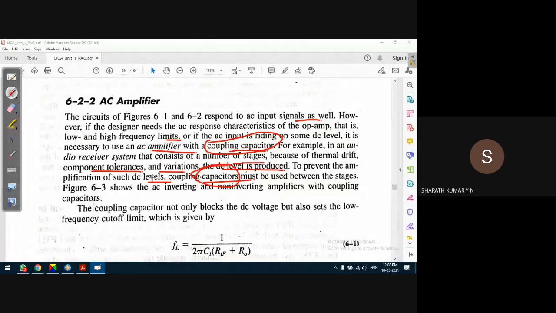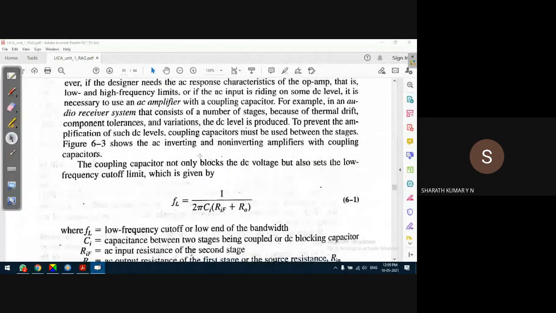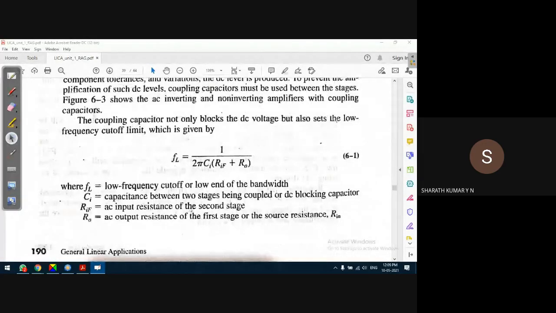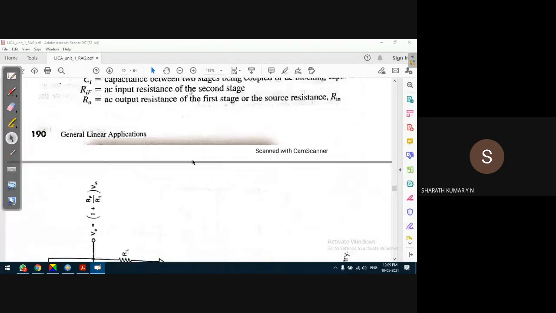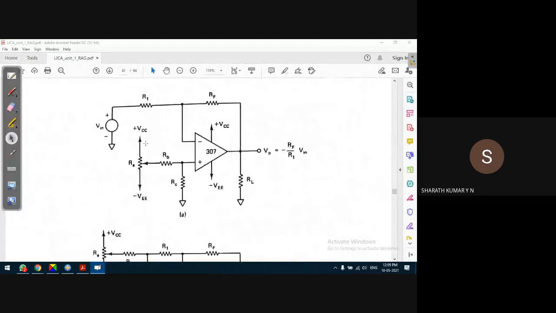I'll go to the circuit, then I'll discuss that. It shows the AC inverting and non-inverting amplifier with the coupling capacitors. The coupling capacitors not only block the DC voltage, but also set the lower cutoff frequency limit. This we also discuss: how do we get this lower cutoff frequency limit? Yes, I will go to the diagrams.